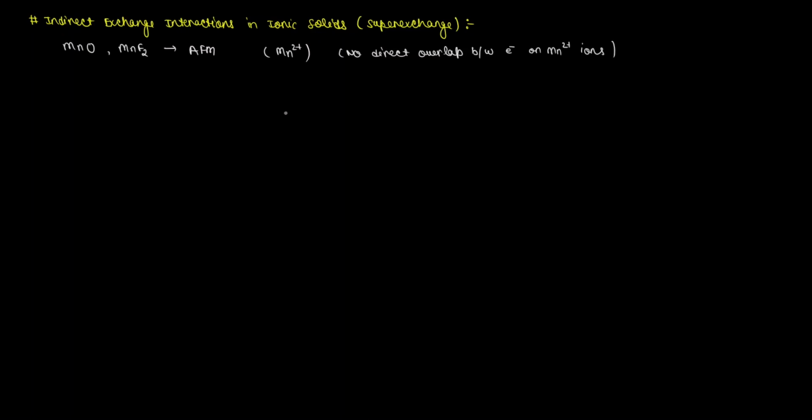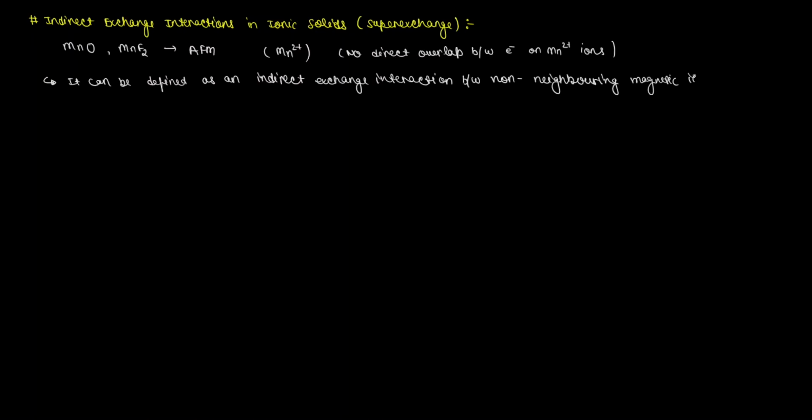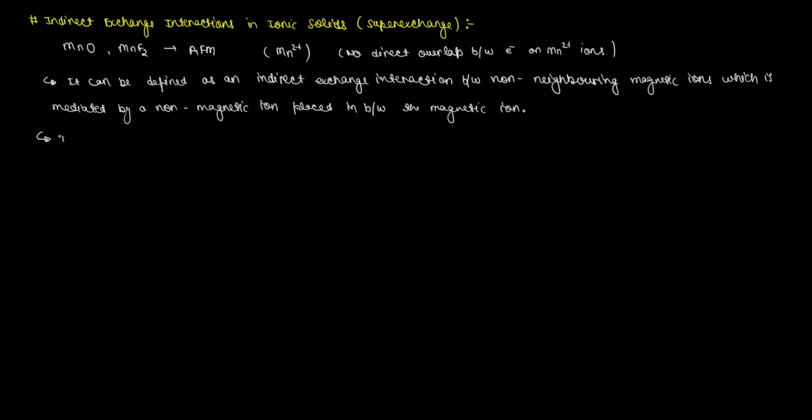Also, this exchange interaction is normally very short-ranged, but the exchange interaction seen in this system was very long-ranged. So whatever be the exchange interaction in this case, it must be some sense of super. So that's why it is known as superexchange. This superexchange can be defined as the indirect exchange interaction between non-neighboring magnetic ions, which is mediated by a non-magnetic ion, which is placed in between the magnetic ions. It arises because the ability to hop gives a kinetic energy saving to the electron, as we have seen in the particle in a box concept.